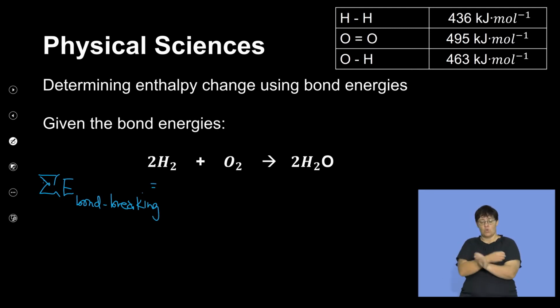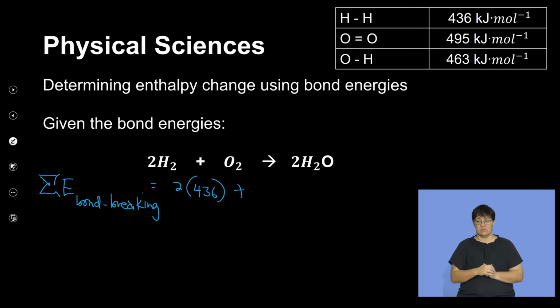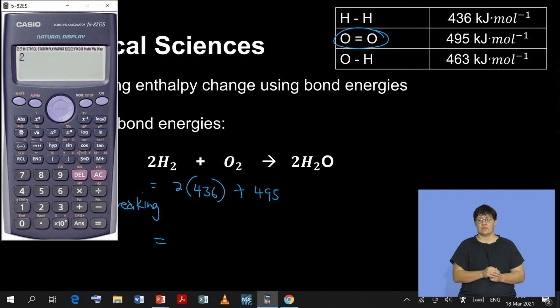We are saying it's 2 multiplied by that of hydrogen, which is 436 kilojoules per mole, plus 1 of oxygen, which is 495. So to break this, we need 495 kilojoules per mole of this substance. So what does this give us? If we go to our calculator, we've got 2 multiplied by 436, plus 495. This gives us 1367.